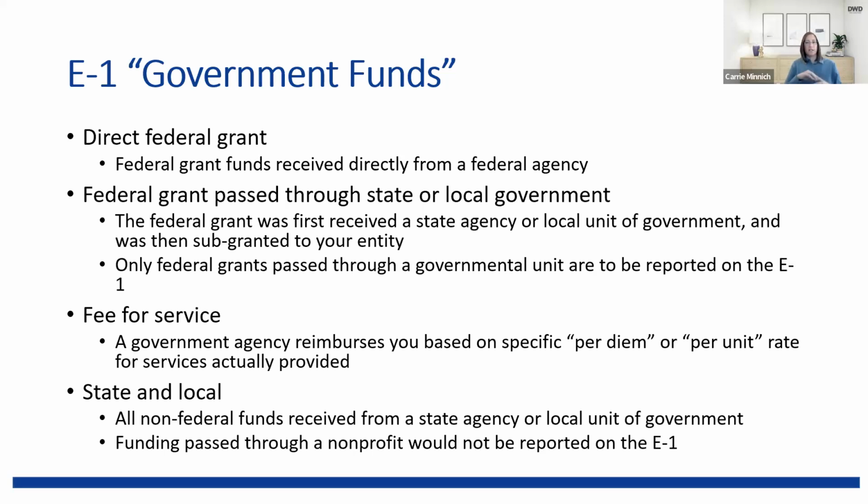There's also a fee for service. So fee for service, again, are payments from a federal, state, or local government entity. But when they pay you, they don't just say, here's $50,000, go do XYZ, or here's $50,000 for this program. It's more of, we're going to pay you a per diem or a per unit rate for these services that you're going to provide. So maybe you're going to provide some housing counseling for people, and you're going to get paid $100 for each counseling session that you have. That would be considered a fee for service because you're being paid on a per diem or a per unit rate. And so those fundings would go under this category.